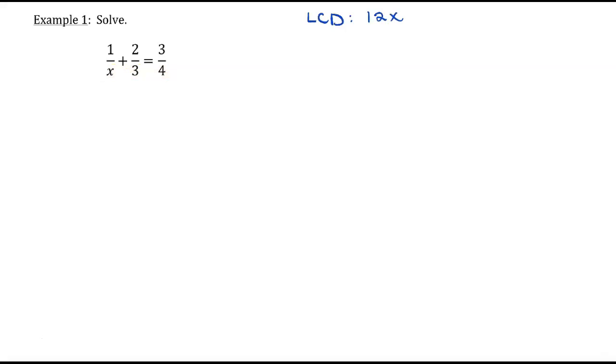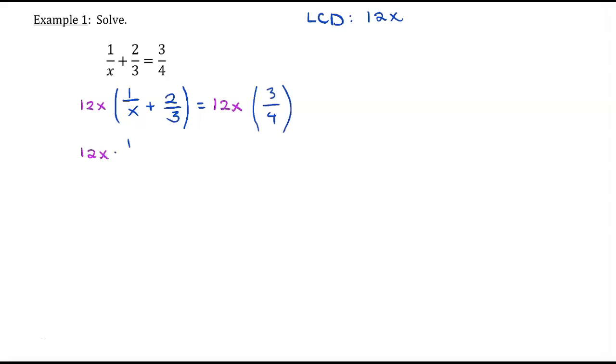Multiplying both sides of this equation by 12x, we have 12x times 1 over x plus 2 over 3 equals 12x times 3 over 4. Distributing, we have 12x times 1 over x plus 12x times 2 over 3 equals 12x times 3 over 4. Now let's simplify each term.